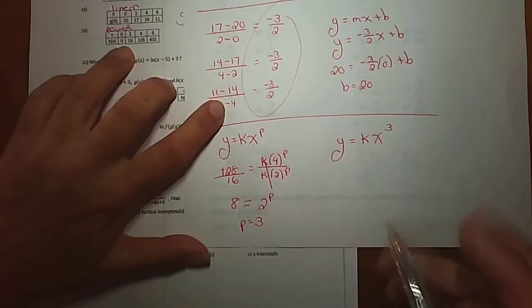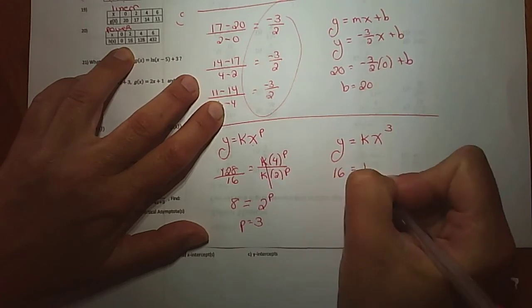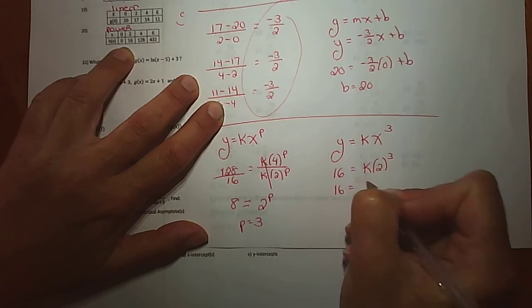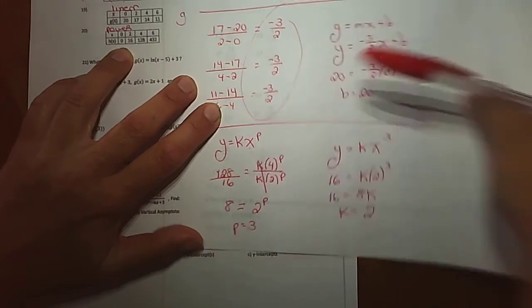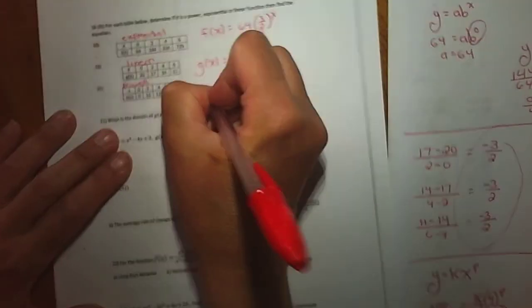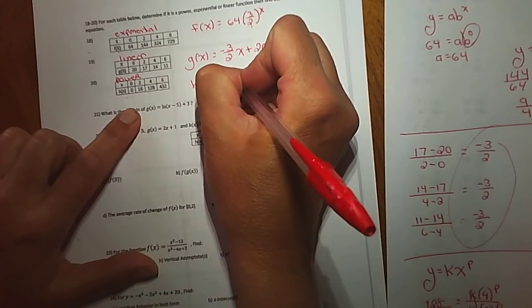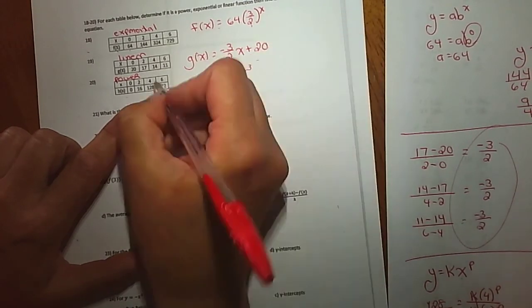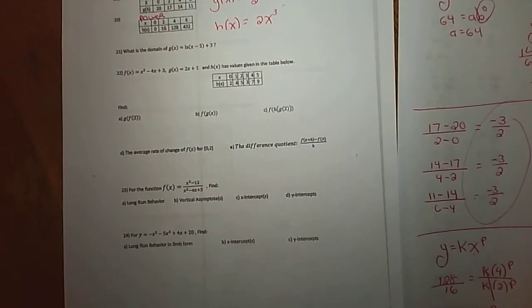Then take one of the points, like 2 and 16. We do 16 equals k 2 cubed. 16 equals 8k. So that means k equals 2. So the formula for this one is going to be h of x is equal to 2x cubed. So these are the three formulas that go with the exponential, the linear, and the power.